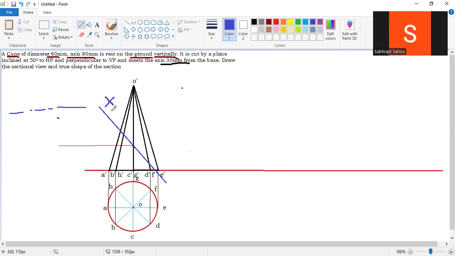But here I don't have the option to draw the dotted line or center line. That's why I'm going for this option only. But while you are practicing or facing the exam, you have to do it like this only.